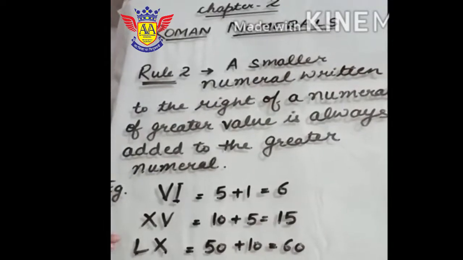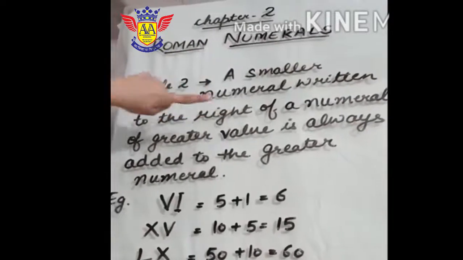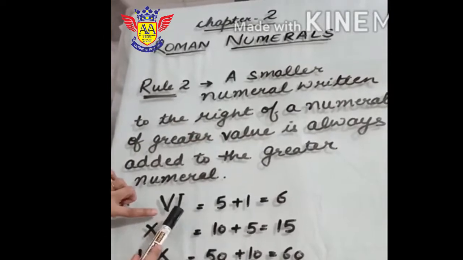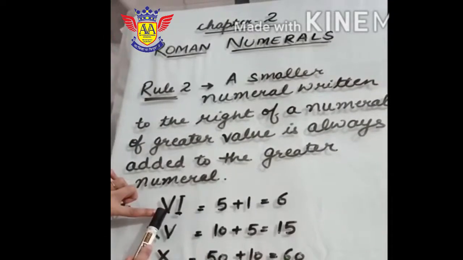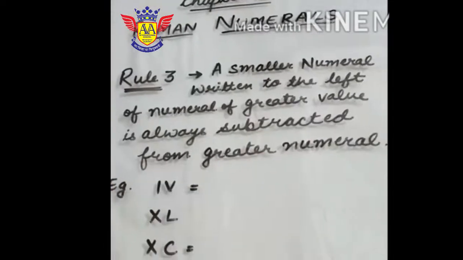I repeat it, that whenever any smaller numeral is written to the right of a numeral of greater value, means any small value numeral is written on the right side of a greater value numeral, that will always be added to the greater numeral.